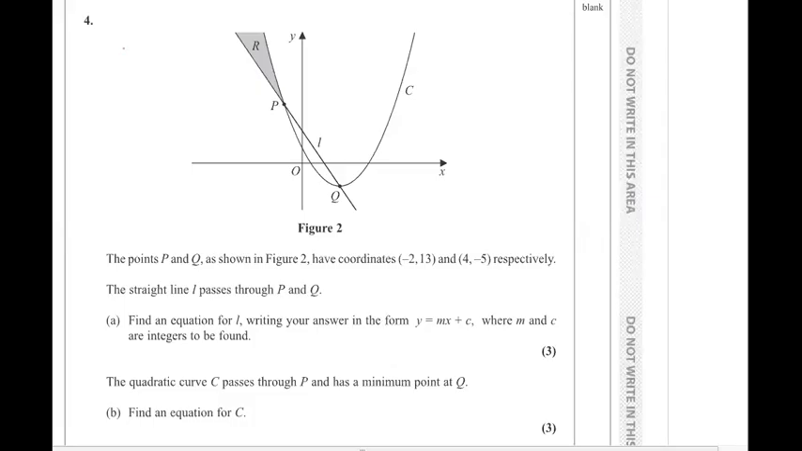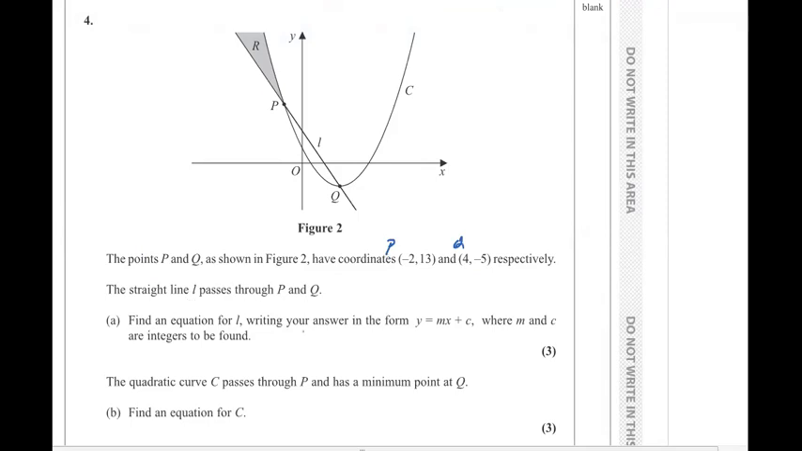Now we are going to solve question number 4 for Pure Mathematics 1, January 2021. So let's begin with the question. The points P and Q, as shown in the figure, have coordinates (-2, 13) and (4, -5) respectively. It means the first coordinate is P and the second is Q. A straight line L passes through P and Q.